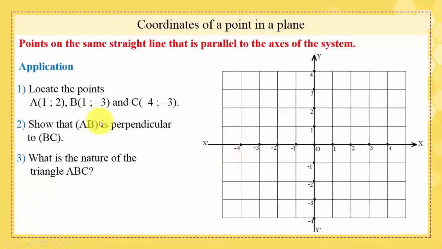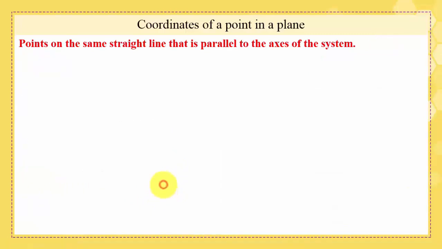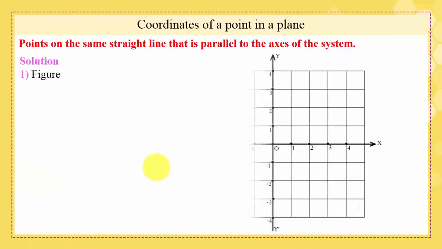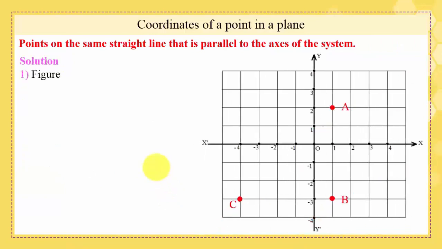Application. Locate the points. Show that AB is perpendicular to BC. What is the nature of triangle ABC? Please pause this video and try to solve the application. Look here at the figure. This is point A (1, 2), B (1, -3), C (-4, -3). Line AB is parallel to the y-axis.